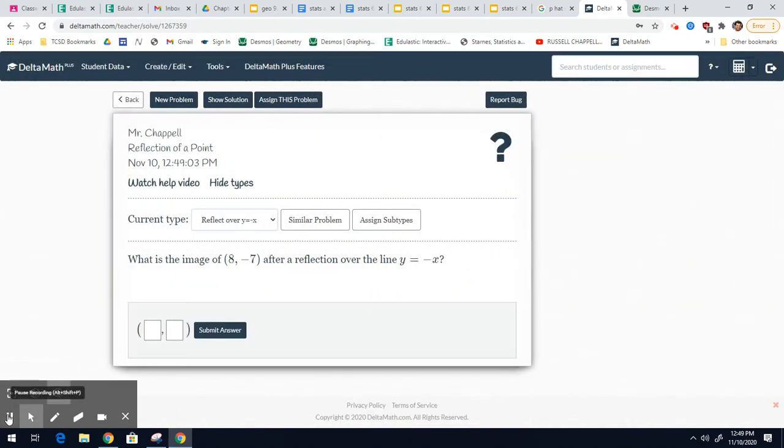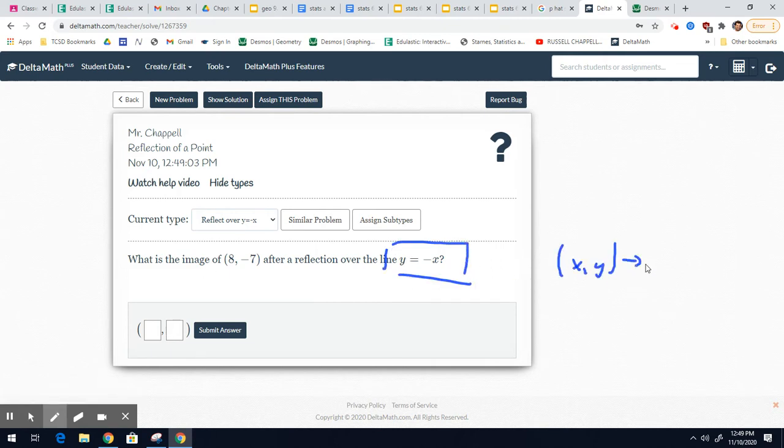Okay, next problem here. It says, what is the image of (8, -7) after reflection over the line y = -x? This is another one of our common lines of reflection. Remember that when you reflect across the line y = -x, the point (x, y) becomes (-y, -x). So your x and y switch places and the signs become opposite.